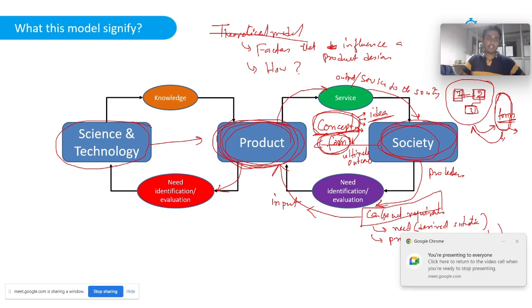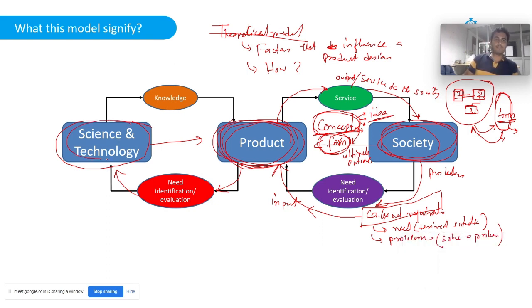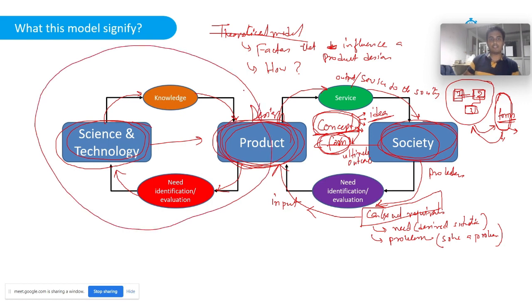And that is where you go to the science and technological field, you gather information there, and then as an output you come up with knowledge. Okay, and that knowledge you use for the design of your product. So this is where the product design happens. Okay, so do you know what this particular portion defines?